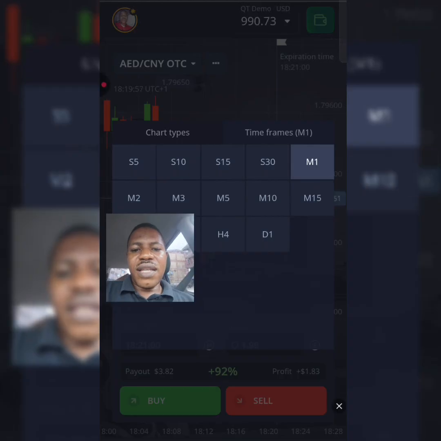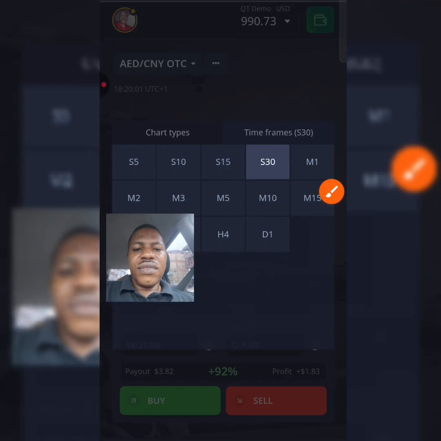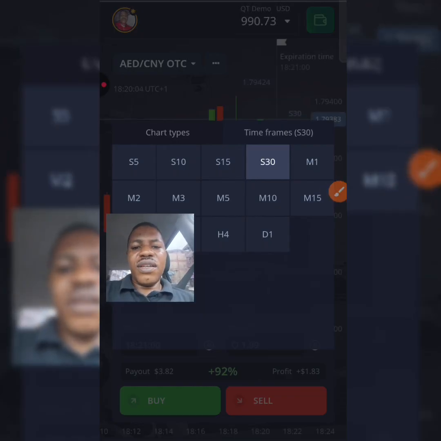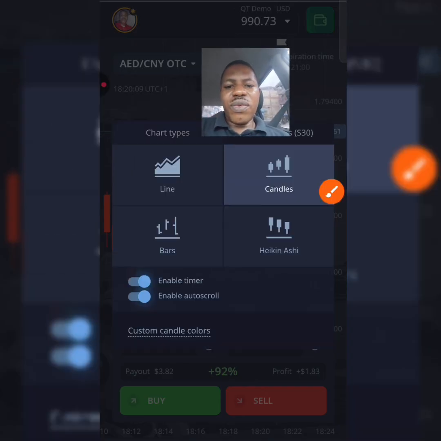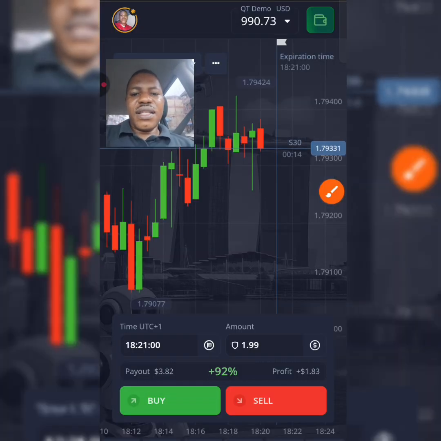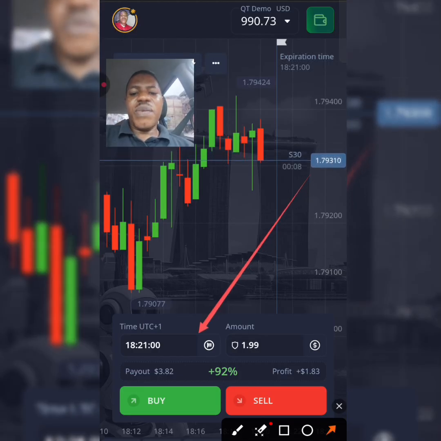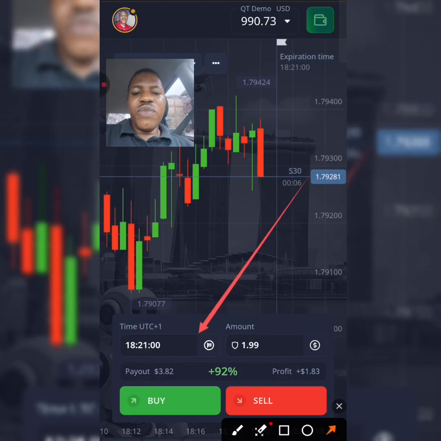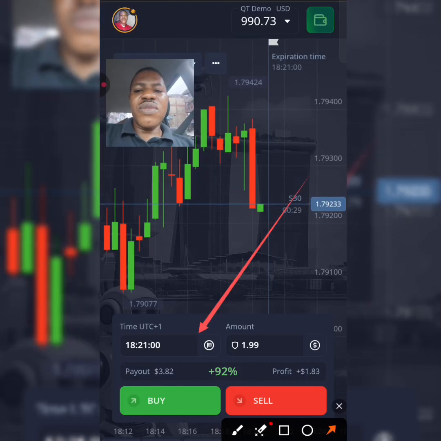You set it to S30, which is 30 seconds. Remember to always enable the timer so that you know when the candle is about to expire. If you are using 30 seconds, then your trade expiration should be set to 1 minute. But if you are using a 1 minute candle, your trade expiration should be set to 2 minutes. Remember, your trade expiration is actually two candles.